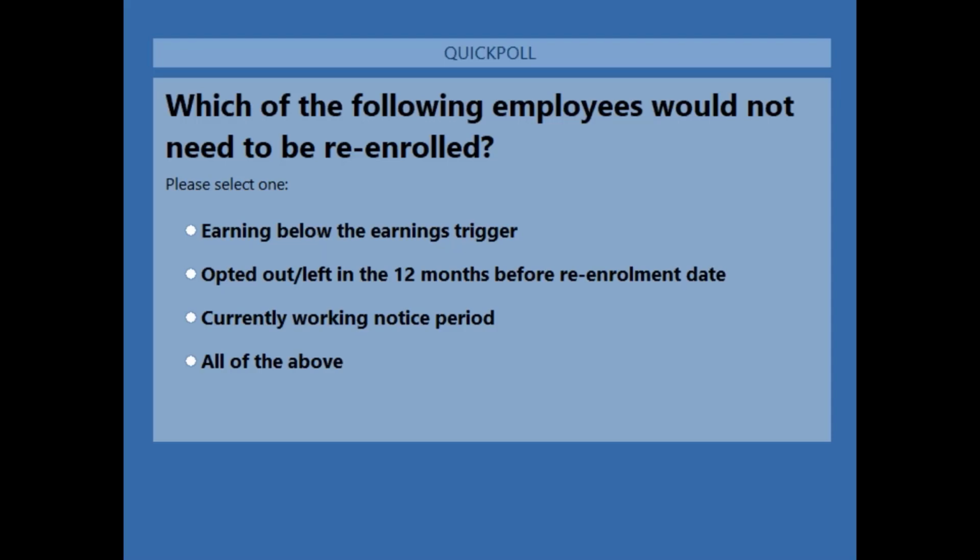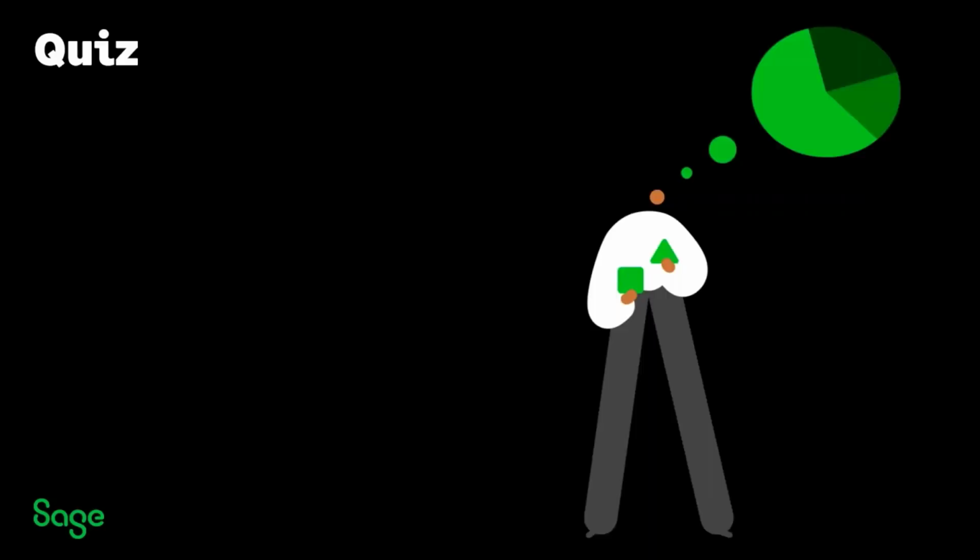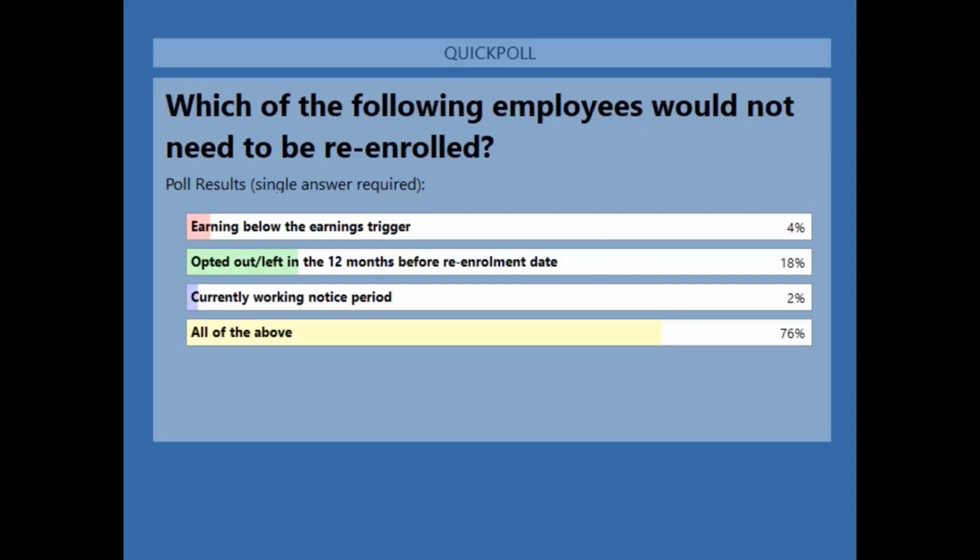So this one's perhaps a little bit more tricky. Again, we've had 75% of votes in, so we will close that down and reveal the results. So we've got 76% of you saying all of the above, and that is the correct answer. So if you earn below the earnings trigger, you're not eligible. So you wouldn't be re-enrolled. You wouldn't be auto-enrolled at all.